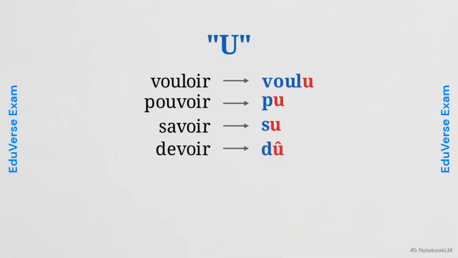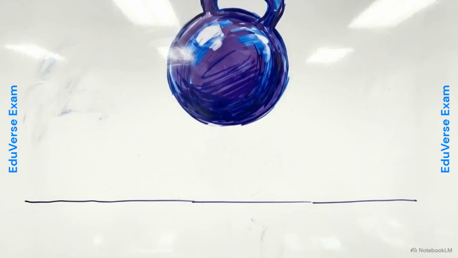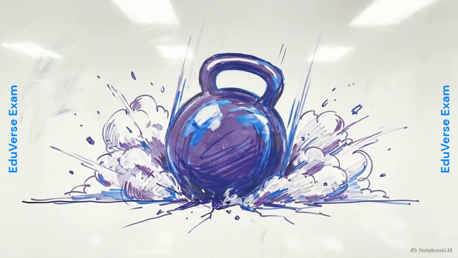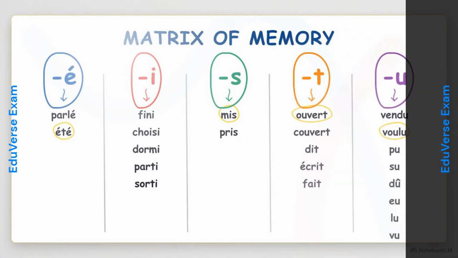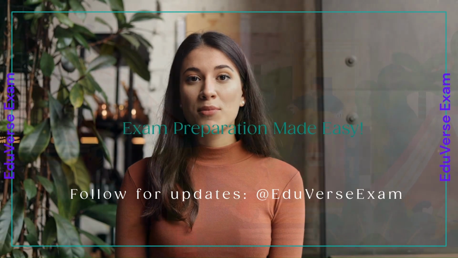We expand this to other foundational verbs. Avoir becomes eu, lire becomes lu, and voir becomes vu. This U column is our reliable anchor for many of the most frequent and irregular verbs in the French language. Take a look at the matrix you just built. Your spelling framework for the participles is complete. Correct spelling is the first step.